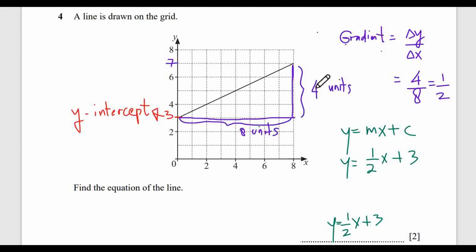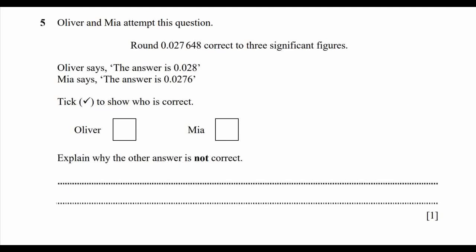So gradient is change in y over change in x. Change in y is 4, over change in x, which is 8. 4 over 8 makes half. So we put half as the gradient. M is the gradient. Now we have our equation: y equals half x plus 3. That's the answer. Next. In question 5, Oliver and Mia attempt this question.